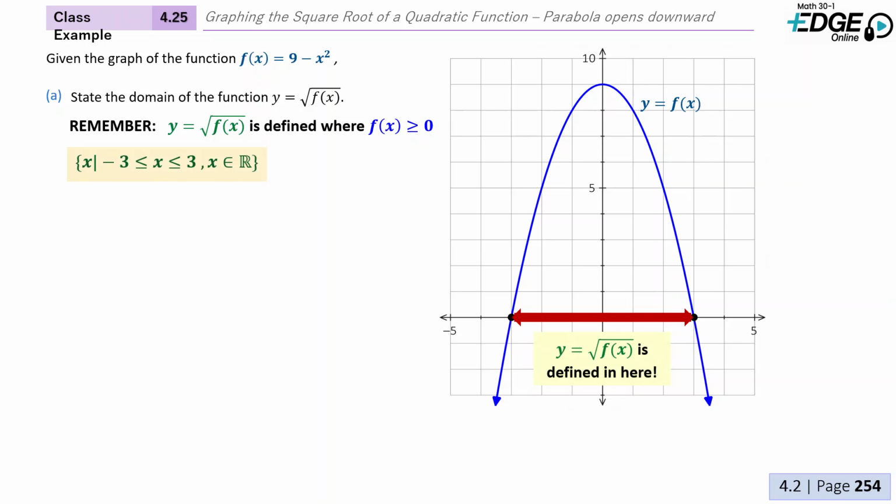So we'll say x is only defined where x is greater than or equal to -3 or less than or equal to 3. In interval notation, that would be written with square brackets to show that we're including those values.